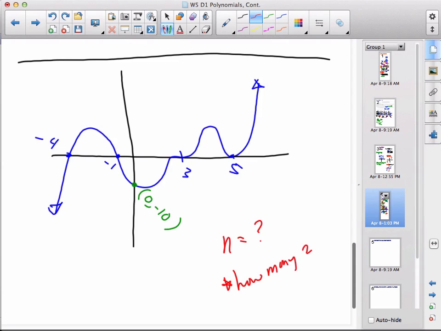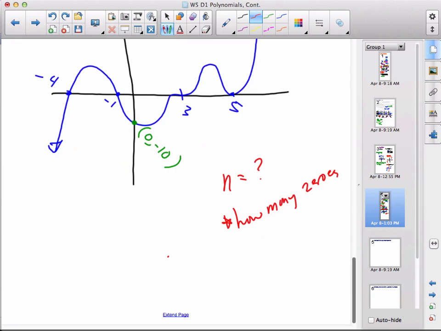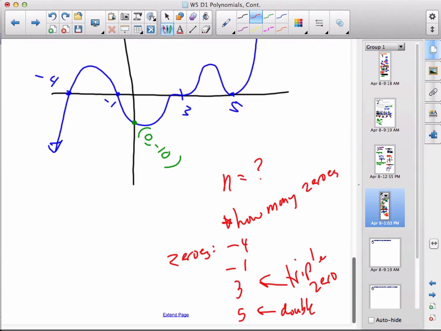So we have one at -4. We have one at -1. And at 3 we have a triple, I believe, and at 5 we have a double. How do you know? It looks like a cubic at x equals 3, and at 5 it's behaving like an even parabola.